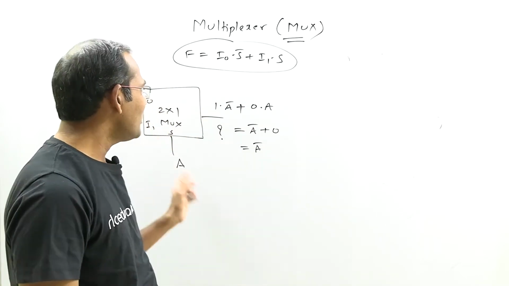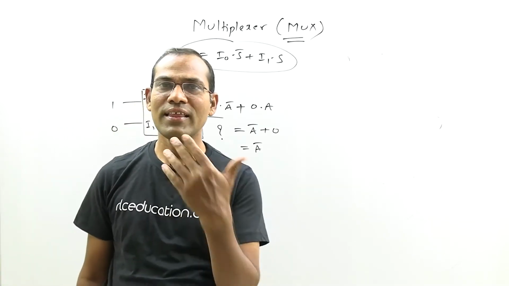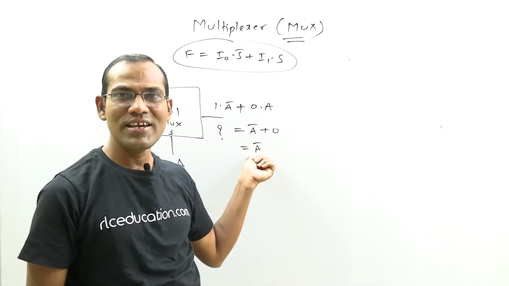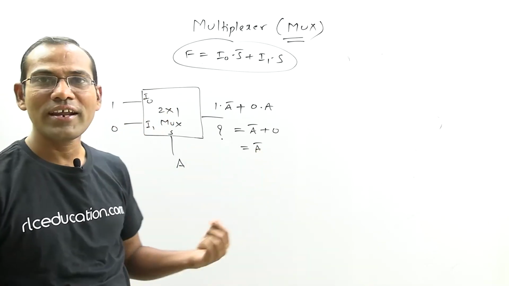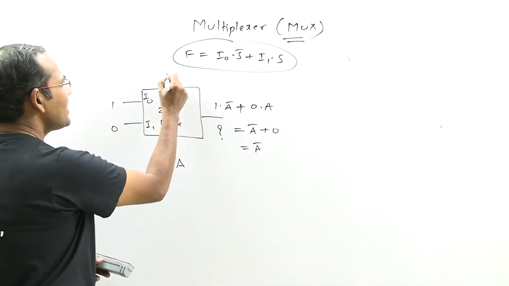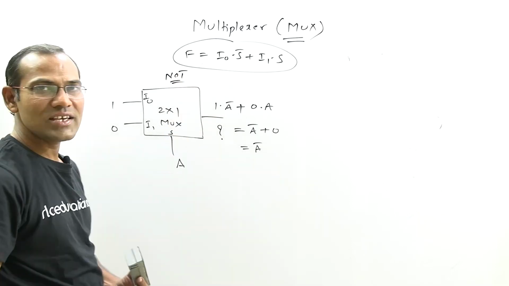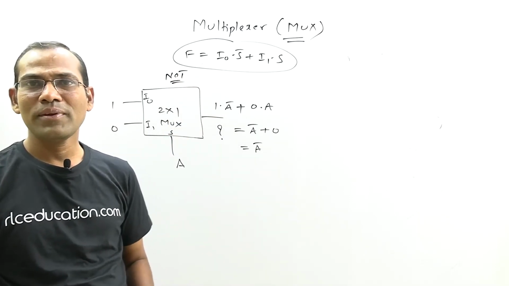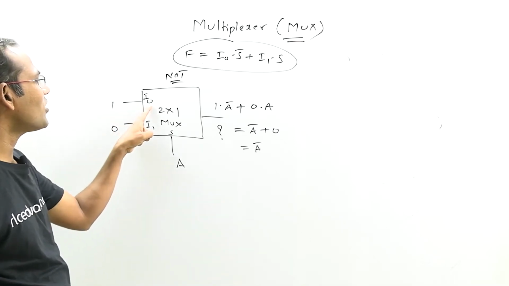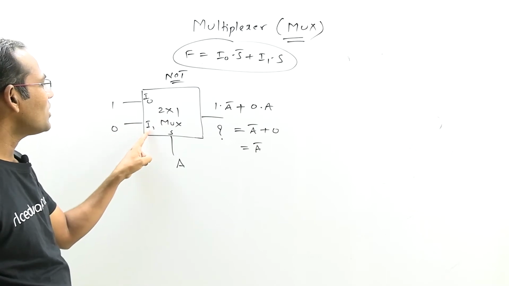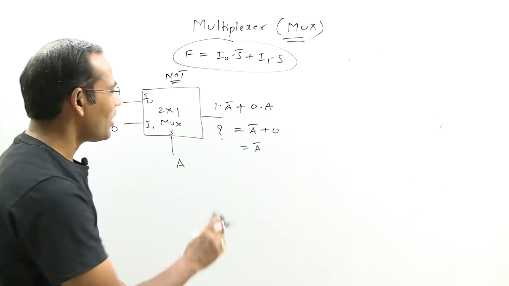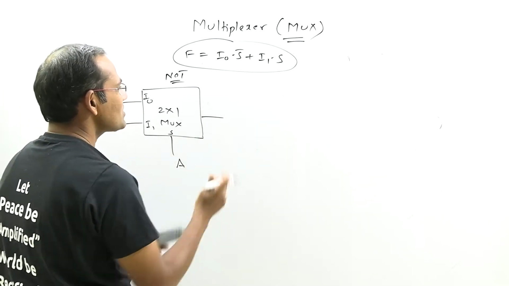Observe carefully. You can think of this one in another manner. It is working as a NOT gate. A bar is generated, which means it is working as a NOT gate. So NOT can be designed by using a 2 by 1 multiplexer. This is one standard design. If you want to design a NOT gate by using a 2 by 1 multiplexer, this is the approach. Here 1 should be given to the I0 terminal, 0 should be given to the I1 terminal, and A will be given to S. Then the output will be A bar. It works as a NOT gate.